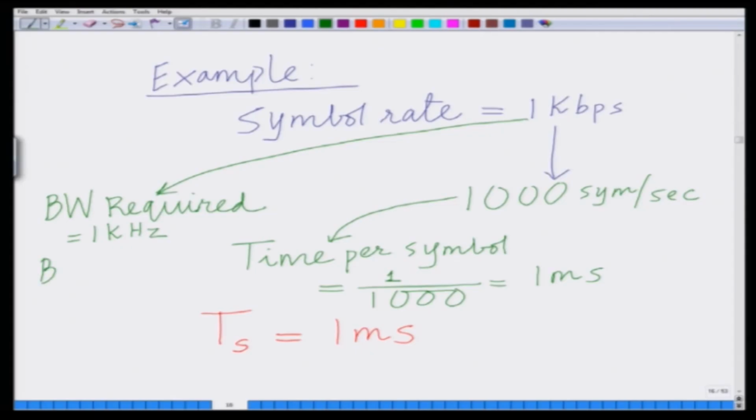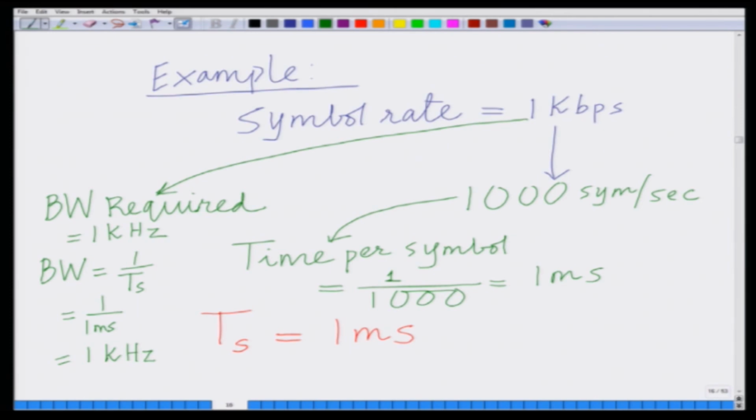This can also be seen from the symbol time. Symbol time is 1 millisecond, therefore, bandwidth is 1 over 1 millisecond, which is 1 kilohertz. Therefore, the bandwidth equals 1 over Ts, which is equal to 1 over 1 millisecond, which is equal to 1 kilohertz. So, the symbol time is 1 millisecond and bandwidth is 1 kilohertz.